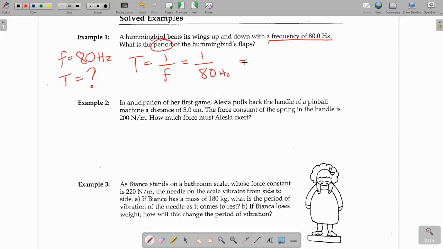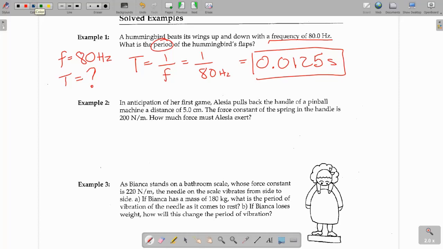And this is going to be equal to 0.0125 seconds. Okay, so that's a really small time there, but that should make sense, right? Because we're talking about a hummingbird flapping its wings, which happens very, very rapidly. Okay, example number 2 here.